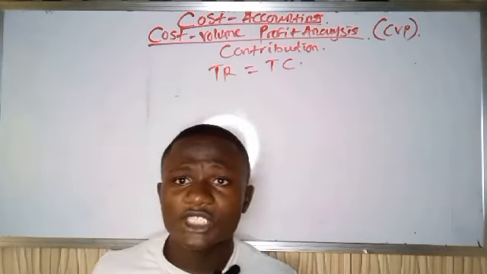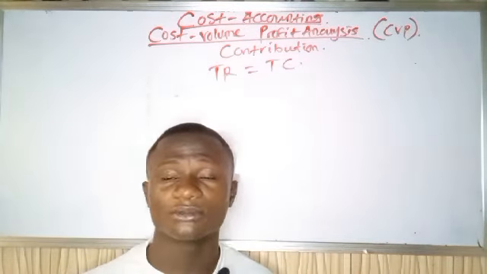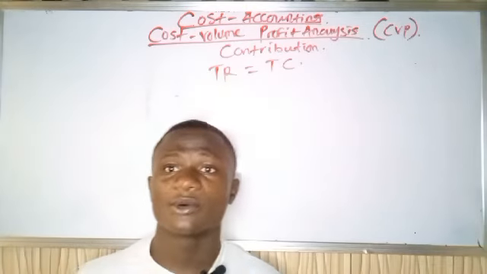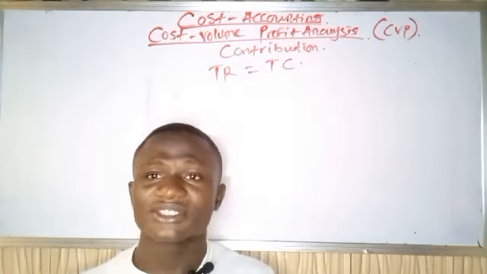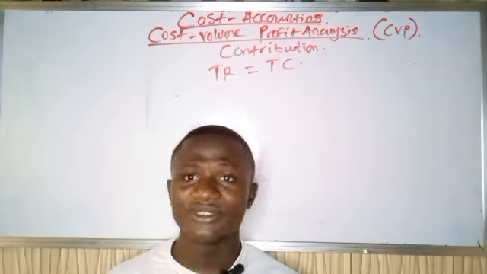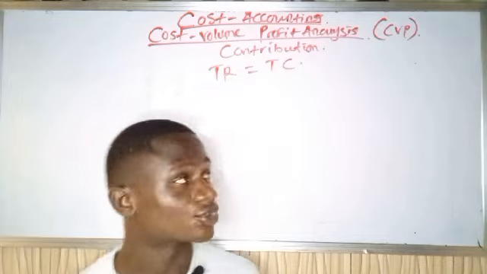But you should always know that there are components of total cost. Yes, total cost has components. And what do I mean by components? Total cost is divided into total fixed costs and total variable costs. What do I mean by total fixed costs and total variable costs?